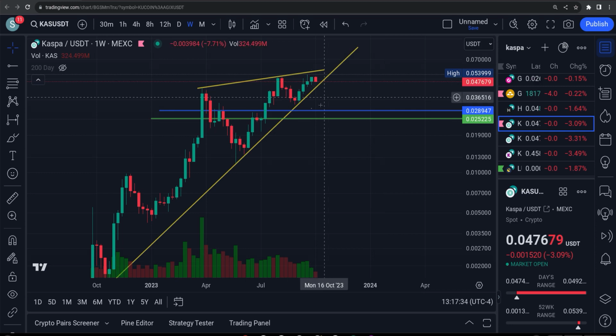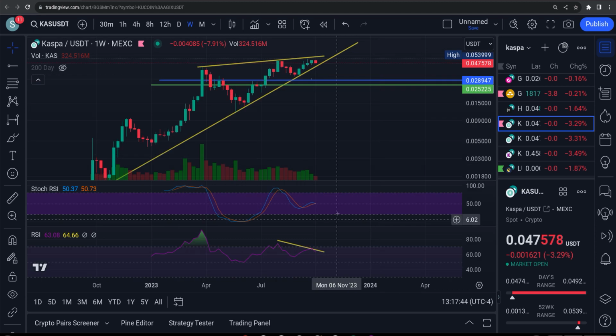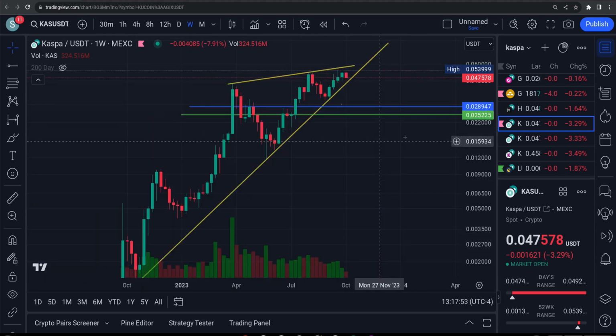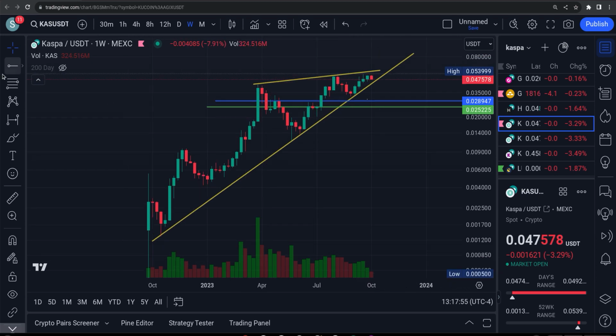Alright, so if we lose this trend, look for the 0.0289 or the 0.0252. Alright, what really worries me is right here, this weekly. I covered this the other day. I said we're probably going to pull back. You can see it, if you zoom out, you could just see the loss in momentum. Let's go with the fib on these.